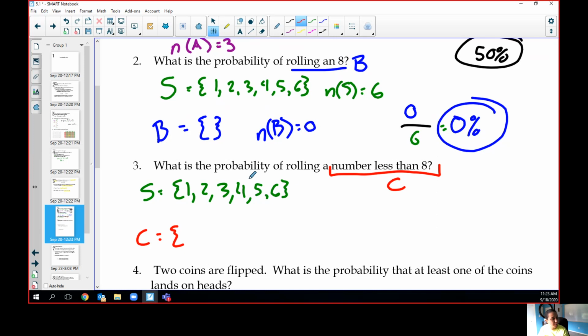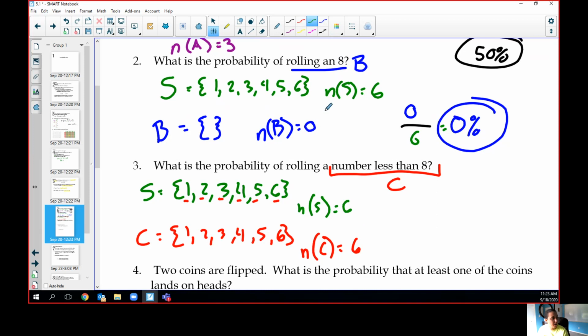My event C is going to be every single one of these numbers that is less than 8. Well, all of these numbers, 1 through 6, are indeed less than 8. So they all follow the rules and can go into our event C. The number of things I have in my event C are 6. I also have 6 in my sample space.